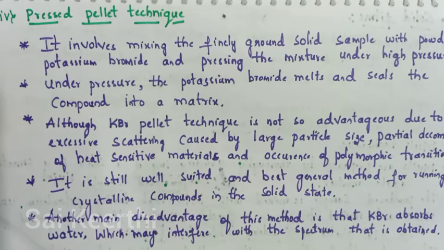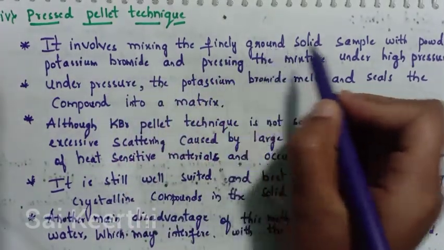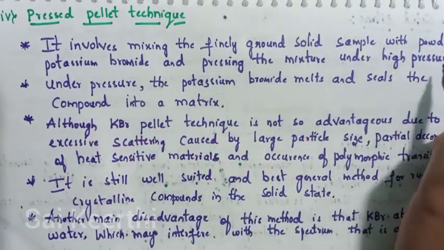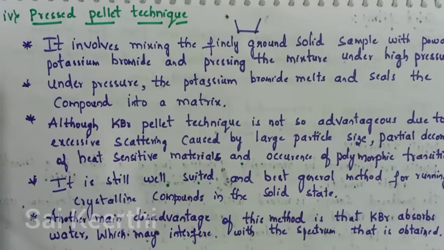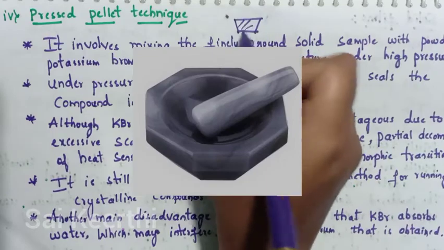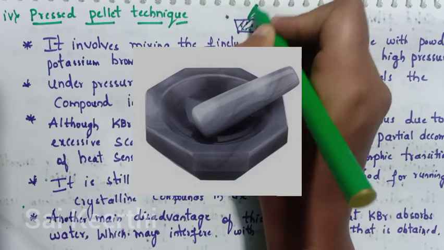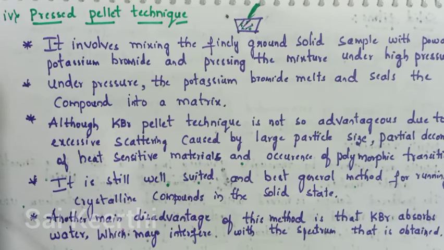Now coming to the last method, that is the pressed pellet method. Let's read the first point. It involves mixing the finely ground solid sample with powdered potassium bromide and pressing the mixture under high pressure. Here, as we have already studied, we have to grind the solid sample in the agate mortar with the help of a pestle. This is the agate mortar and here the sample is used and it is the pestle. See the image of the agate mortar with pestle.